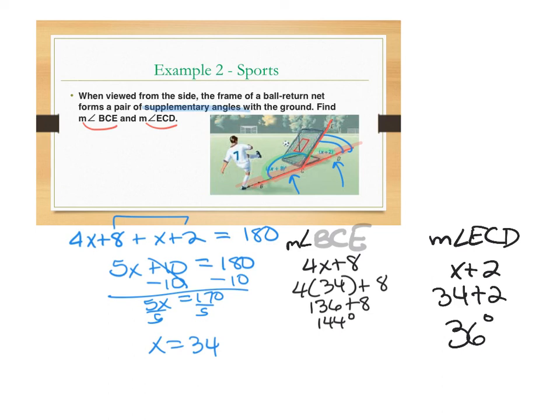Now, one thing you can do to check yourself to make sure you've done it correctly: remember these two angle measures that we just calculated are supplements. So if I were to go back and add 144 plus 36, this sum should be 180. If it's not, I've done something wrong. But it worked. I did find the correct angle measures.